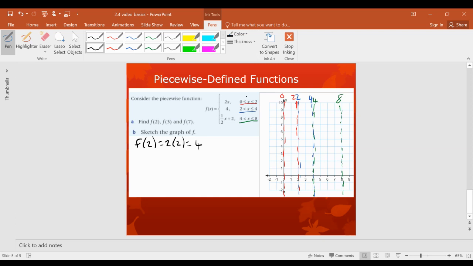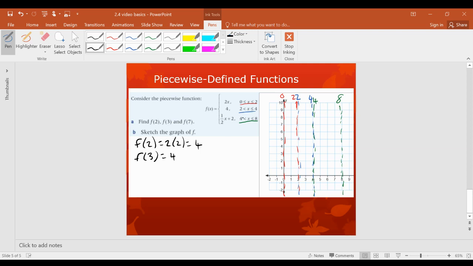For the same idea for 3, we're just going to find which piece of the domain that is going to fall in. And that's going to tell me which piece of the function to use. So 3 is in the second piece of the domain, between 2 and 4. So for this one, I'm going to evaluate using that second piece. So f of 3 is just going to be 4. The function is just y equals 4, so no matter what the input is there, the output is just 4 again.